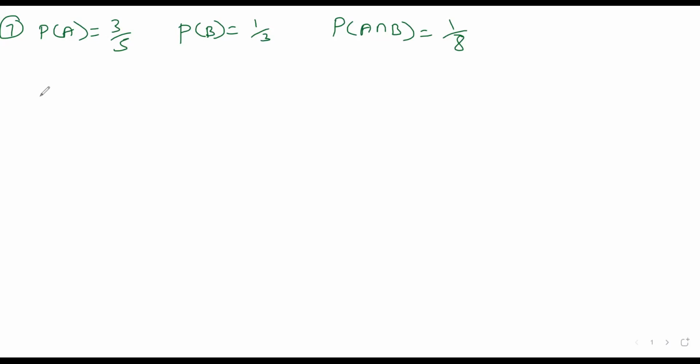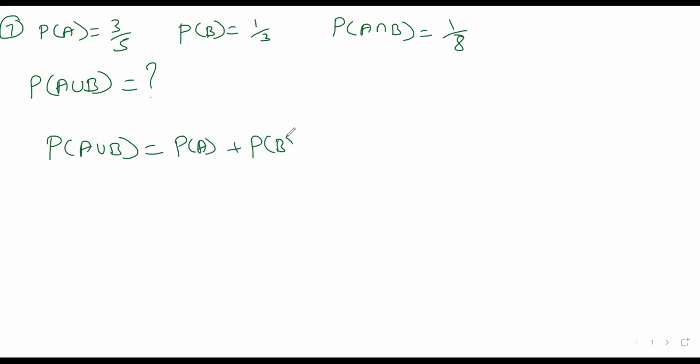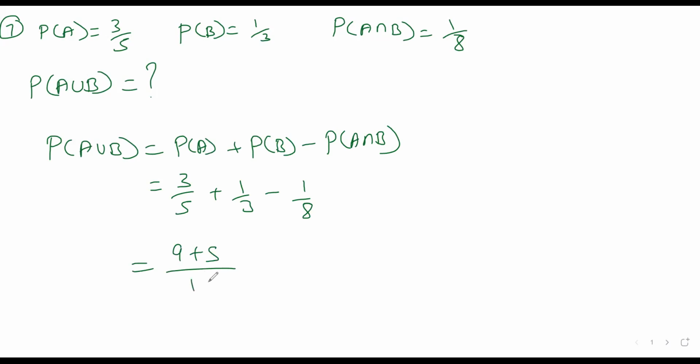Now we want the probability that they get at least one, A or B. So we want this. P of A union B is P of A plus P of B minus P of A intersection B. 3 by 5 plus 1 by 3 minus 1 by 8. 9 plus 5 by 15 minus 1 by 8. 14 by 15 minus 1 by 8. Can you solve this?